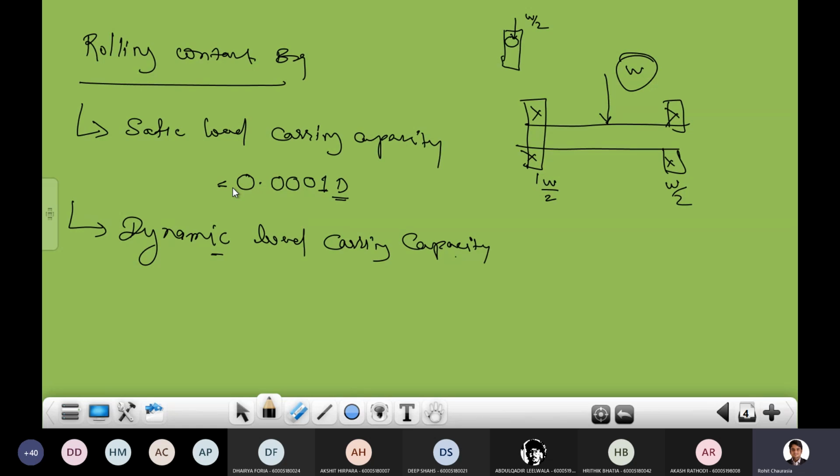So in static load carrying capacity, when our system is in the stationary condition, it is the load the bearing sustains without permanent deformation. If there is a permanent deformation, it should not be greater than this limit, and if it is equal, that is acceptable. But if the deformation is greater, then that bearing is not going to be suitable for the given system.